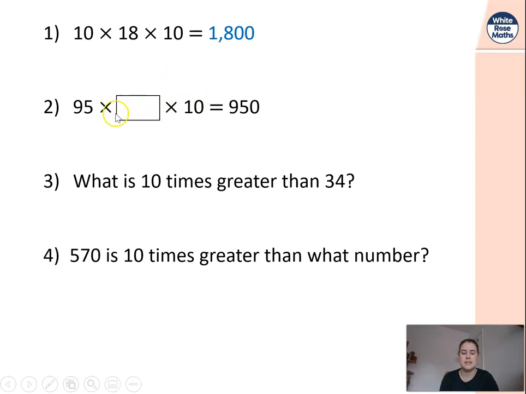Now this one here, we have a missing gap box. We know that 95 times 10 is already 950. That means that this missing number must be 1, because 1 times 95 is already 95.